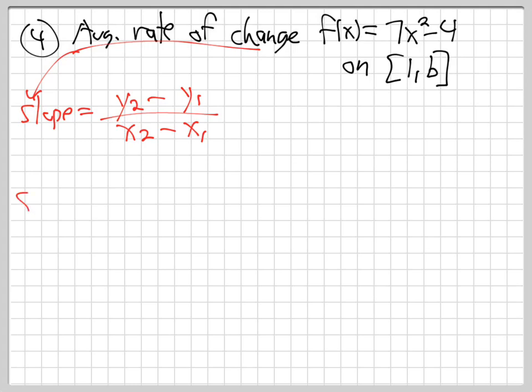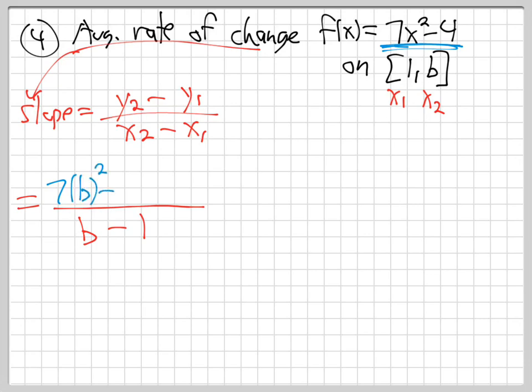Okay, and so I'll bring that down here. And that's going to be, now we start with the bottom. This time there's going to be letters, so they're going to want a formula in the end with letters. So what's the x1 and the x2 are right there, aren't they? x1 and x2. So put those down first, b minus 1. Top, we're going to take this function, 7x squared minus 4, right? But we're going to plug in the b, 7b squared minus 4, right? Parentheses around it. Subtract.